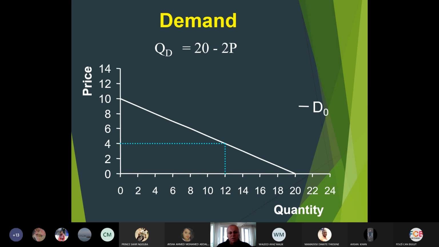Then the relationship between price and quantity is represented as inversely related. As you are observing, as the price goes down, the quantity demanded is higher. Okay?